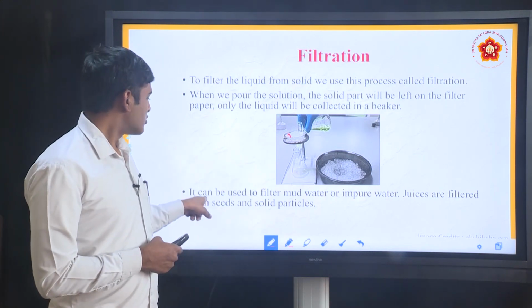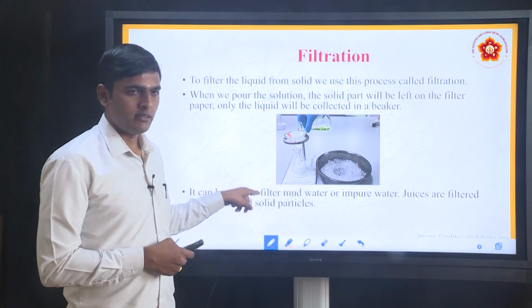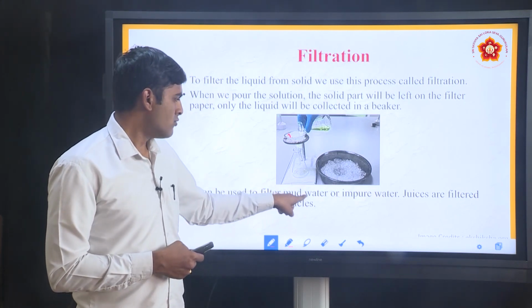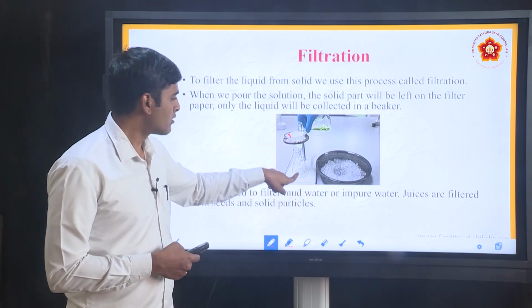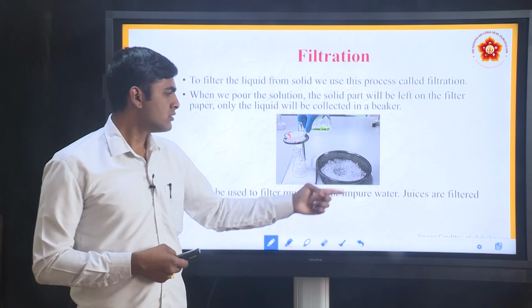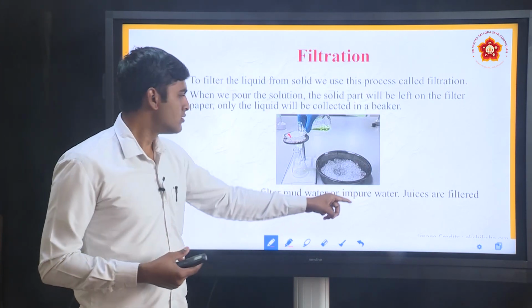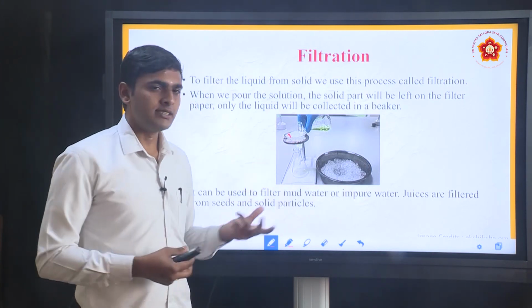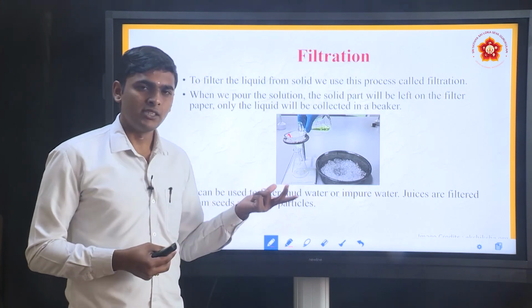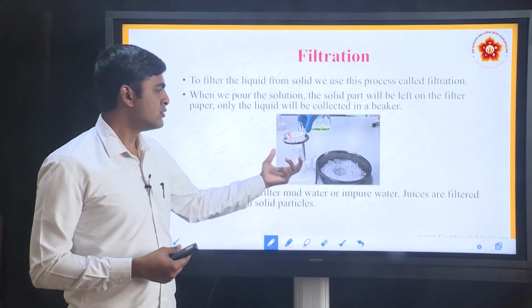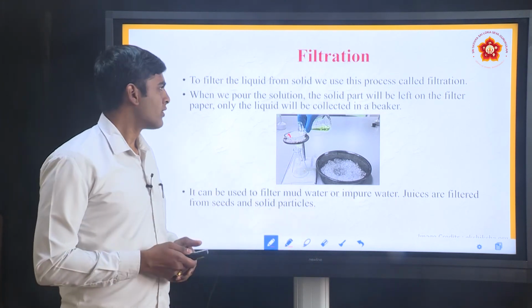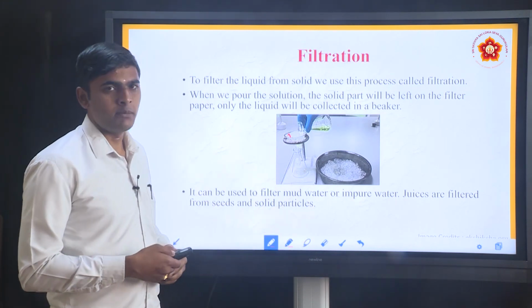So, we also use this in many examples, like we filter mud water or impure water, the mud will settle down on the filter paper, the water will be collected. And also we use it for juices and vegetable juices to filter the seed part or any waste part of the fruit, which will be collected in a filter paper, and the juice will be collected for us to drink. So, this is also a method we use at many places.